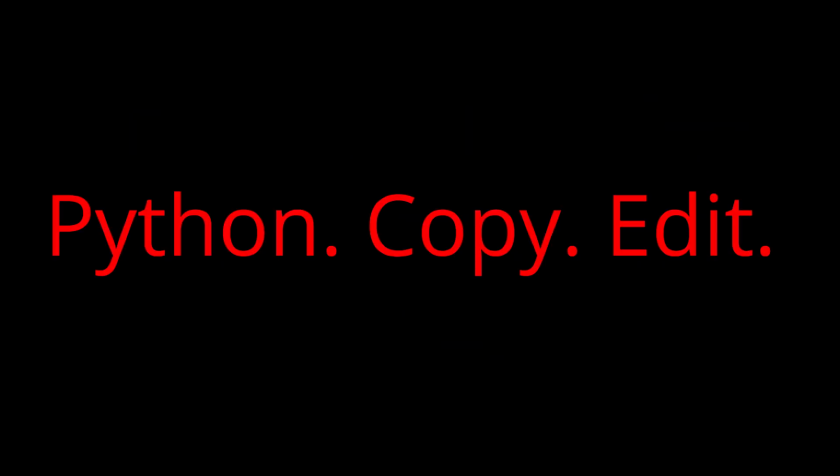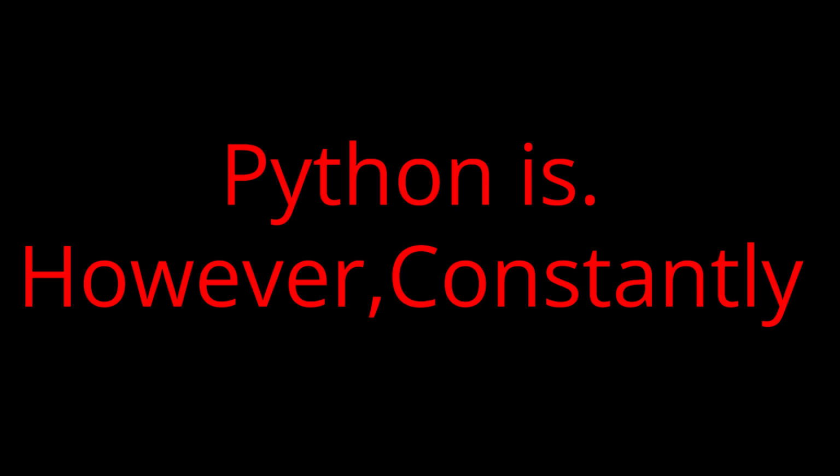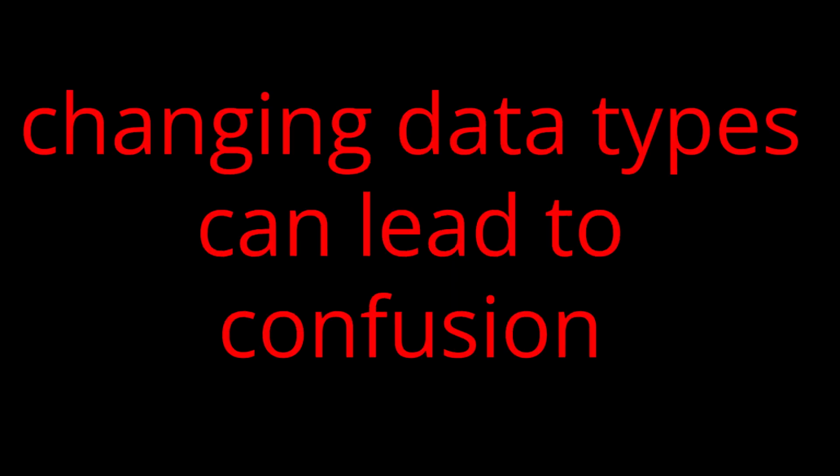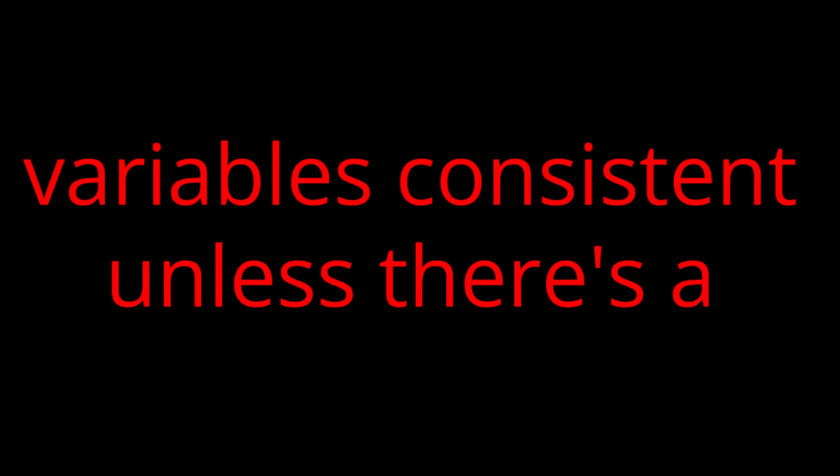You can also change the data type. number = 100, number = "one hundred". This shows how dynamic Python is. However, constantly changing data types can lead to confusion and bugs. It's best to keep your variables consistent unless there's a specific reason to change.